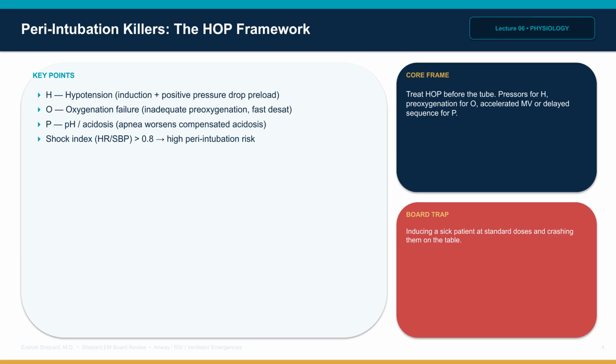Hypotension before or during induction predicts arrest. Hypoxemia means oxygen reserve was inadequate or the patient deteriorated faster than expected. Acidosis means the patient was already compensating with hyperventilation, and apnea during induction worsens the pH catastrophically. Treat these before the tube. Pressors for hypotension, aggressive preoxygenation for hypoxemia, and either delayed sequence intubation or accelerated minute ventilation for acidosis.